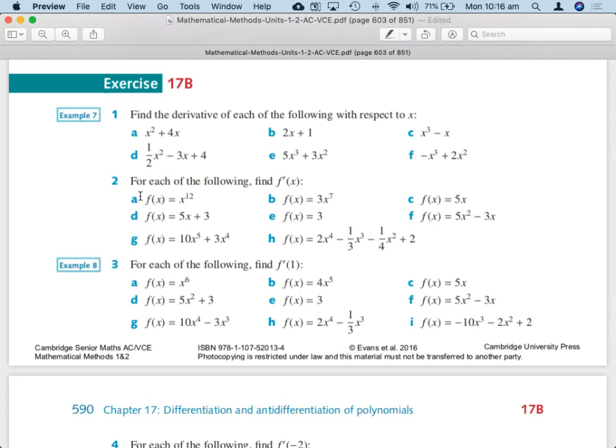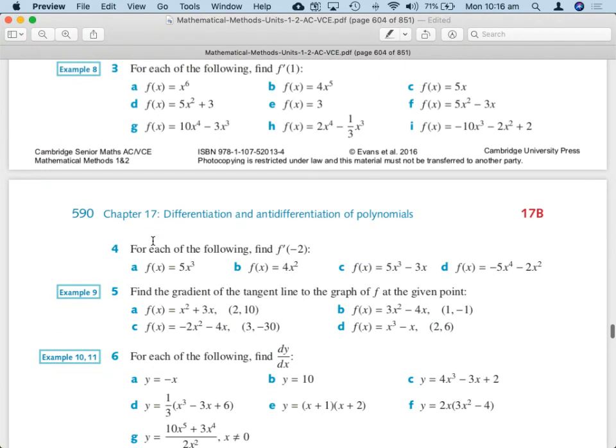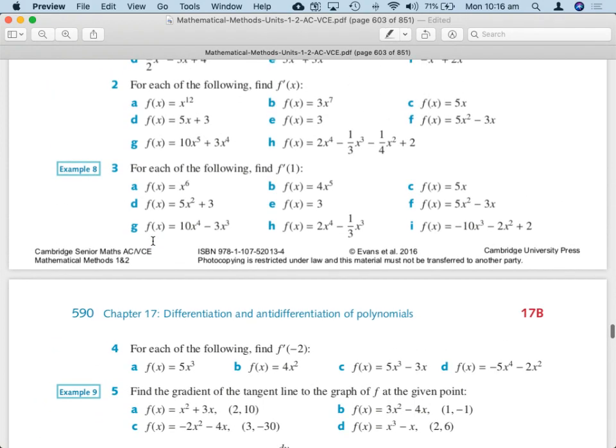So you will see that questions 1 through to 4, you're asked to basically just apply the power rule. You do not need to use first principles for this. You're practicing the power rule. It's really straightforward to use, but practice will make you efficient at using it. So if you've never come across it before, you'll probably need to think about it and then write it down. But by the end of questions 1 through to 4, you should be right to do it.